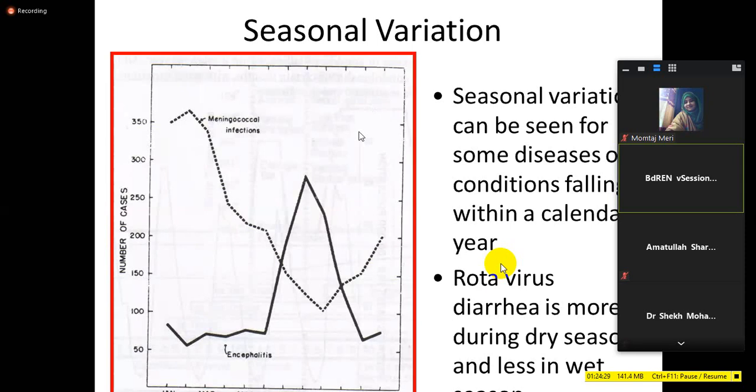So we have 4 categories of graph. The first one is secular. Then point epidemics, then cyclic and seasonal variation.